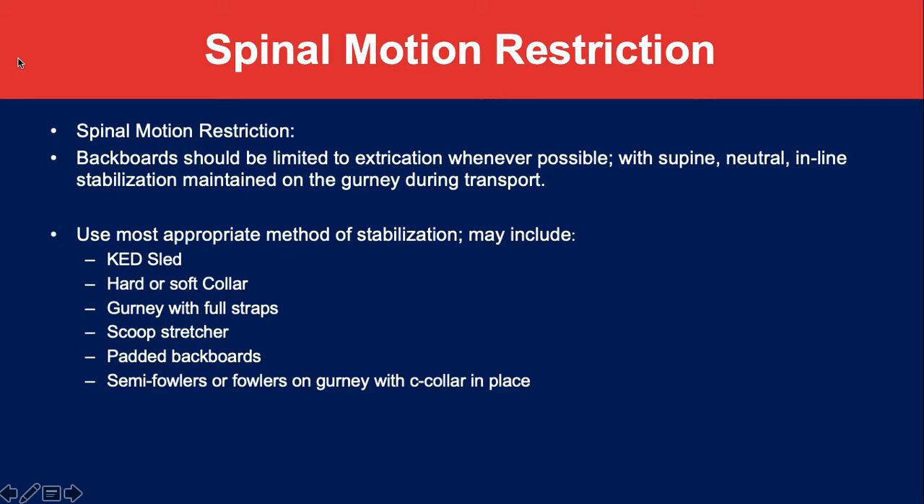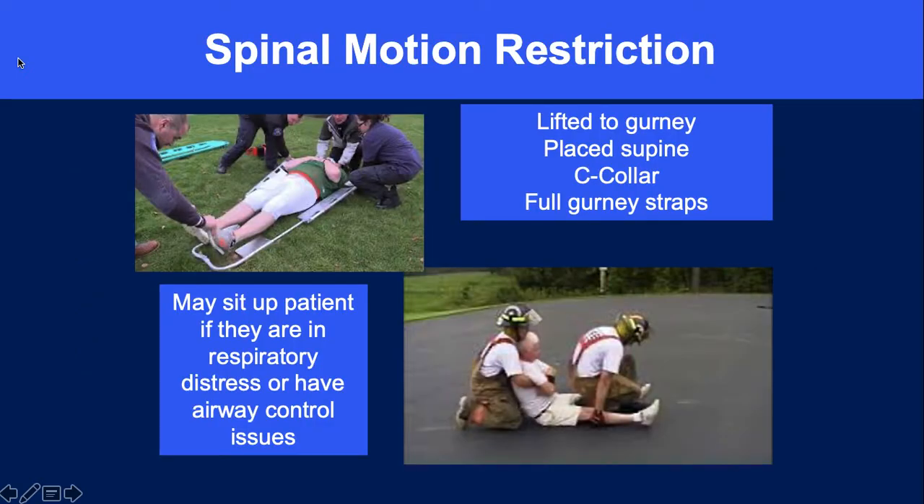If for some reason they cannot lay flat because they're obese or short of breath, or there's some other reason why they cannot lay in a supine position, you can actually put them in a semi-Fowler position with a cervical collar in place on the gurney with full straps on, and that would be construed as modified spinal motion restriction. You would just have to document in your documentation why the patient was placed in that Fowler's position. Again, it just depends on what you think you need.